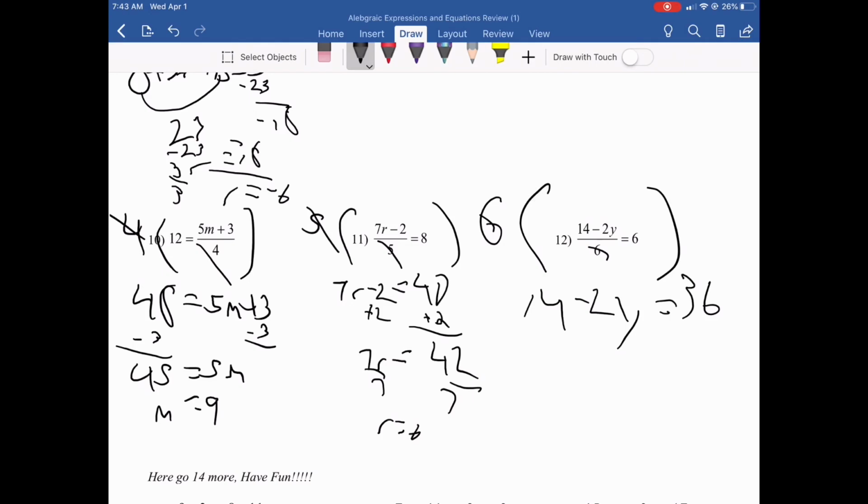Want to get the 2y by itself, so we're going to subtract 14 from this side, 14 from this side. Now it's going to give you a grand total of 22. Negative 2y, I almost lost a sign. Negative 2y equals 22. So then we're going to divide both sides by negative 2. So negative 2 goes into negative 2y one time. Negative 2 goes into 22 negative 11 times. y equals negative 11.